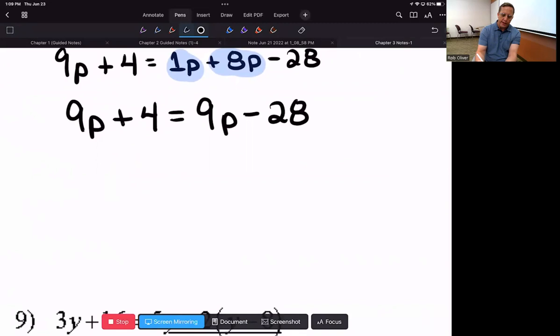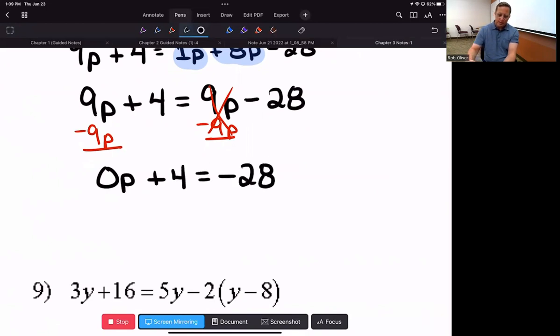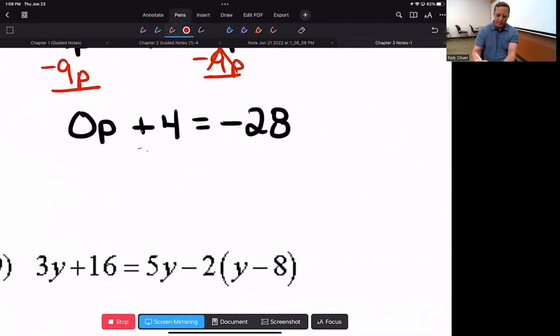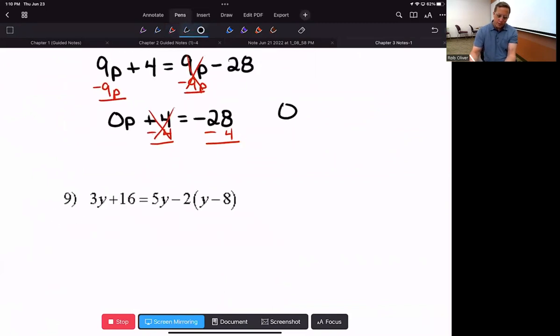And let's get the p's on one side. So we're going to subtract 9p from both sides, like so. And so now that becomes 0p. I mean, typically it becomes nothing, right? 0p just means there's no p's. But I'm going to write 0p plus 4 equals negative 28. And then let's subtract 4 from both sides. Those are additive inverses right there. And now it becomes 0p equals negative 32.